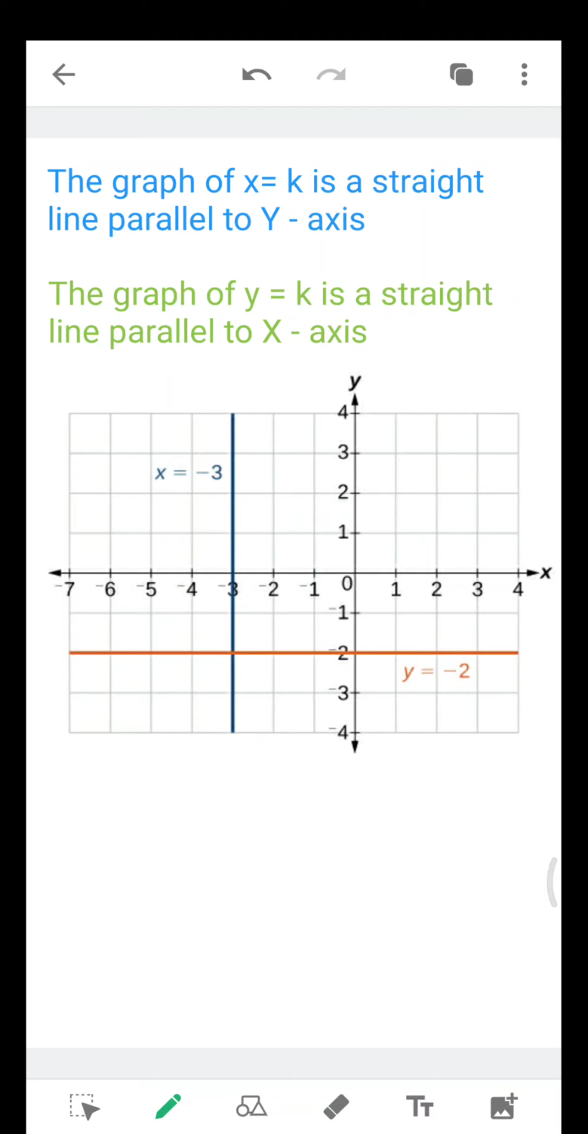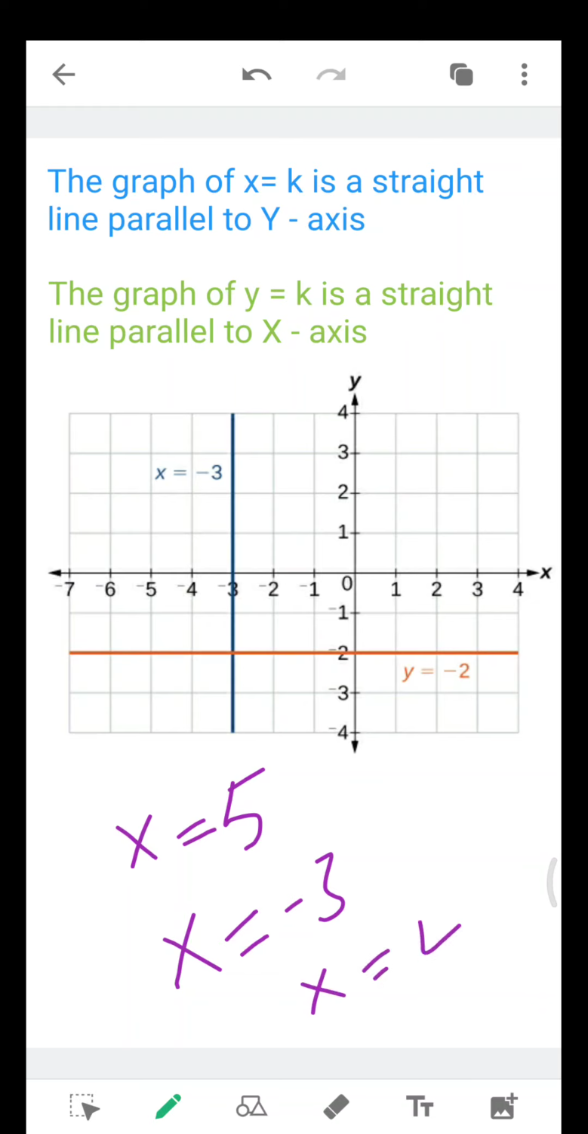The graph of x equals k is a straight line parallel to the y-axis. Whatever equations are of this form, in which we have x equals k, k can be anything, k can be 5, or x equals minus 3, or x equals 2. Whatever the value of k, the graph of these equations will be parallel to the y-axis. x equals k will be parallel to the y-axis.